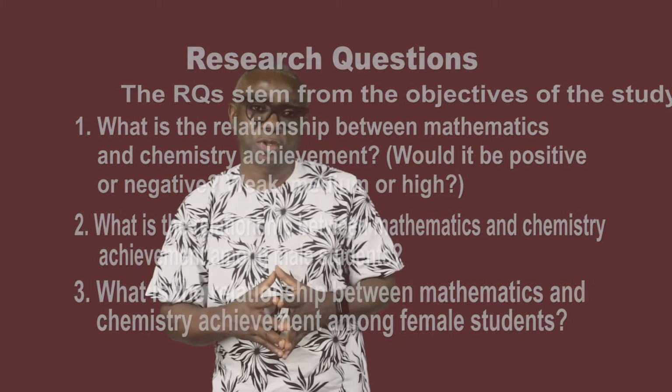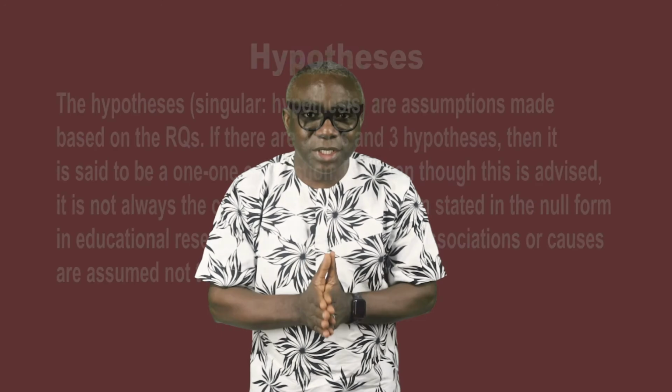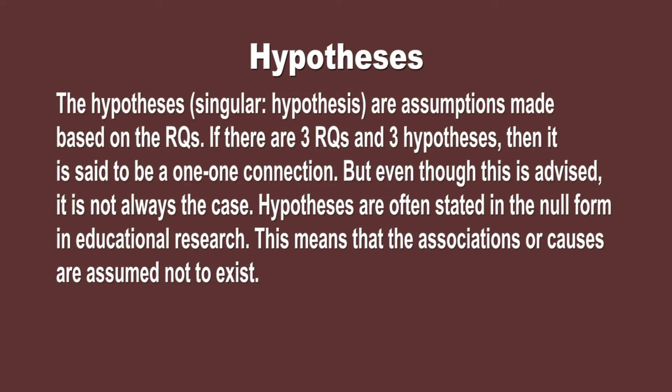Now, from those research questions, we can have a hypothesis. Sometimes you have a one-to-one mapping between research questions and hypotheses, but it's not always the case, even though that is advised. Hypotheses refer to assumptions that are made based on research questions. If there are 3 research questions and 3 hypotheses, like I've said before, that would be a one-to-one mapping. And we assume in education that those relationships do not exist.